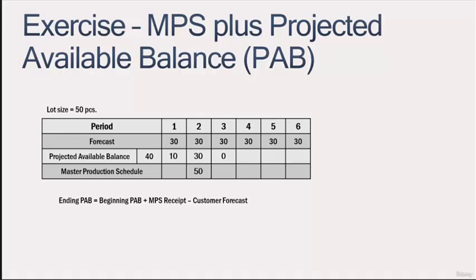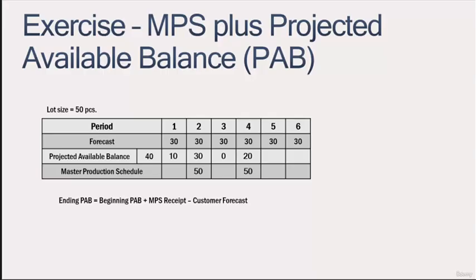Let's go to period 4. The ending PAB in period 3 is the beginning PAB in period 4. Using the formula, we have 0 pieces as the beginning PAB, plus 0 as we don't have an MPS receipt, minus the forecast of 30 equals balance of minus 30. Since we have a negative PAB, we need to schedule an MPS receipt in period 4 and run the formula again. 0 plus 50 minus 30 equals 20 pieces as the ending PAB for period 4.